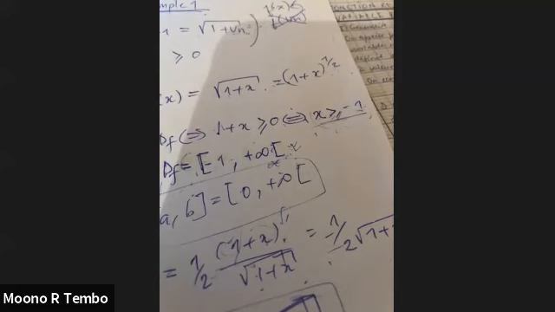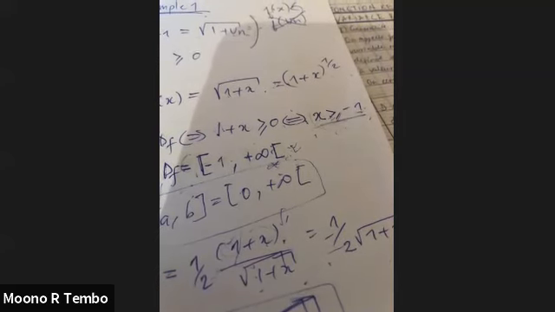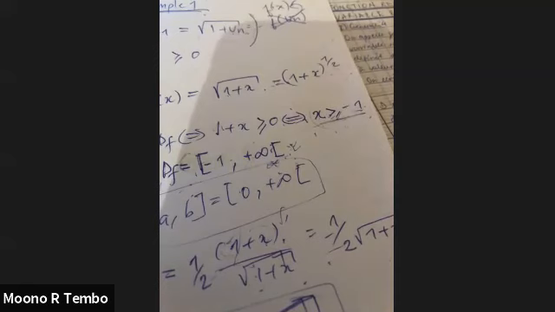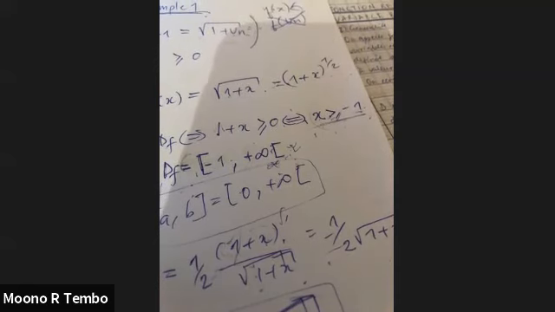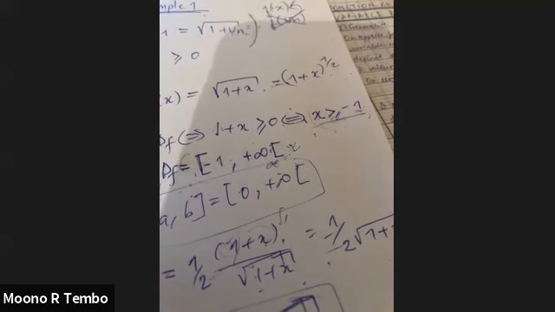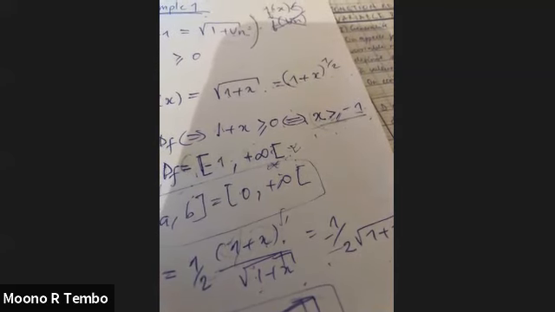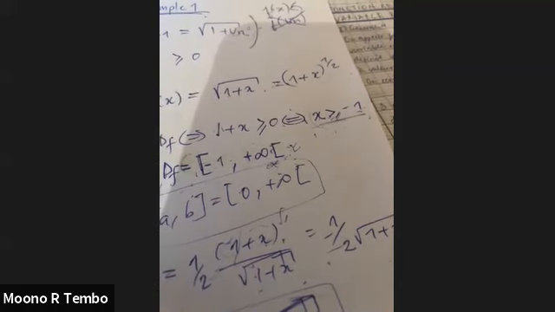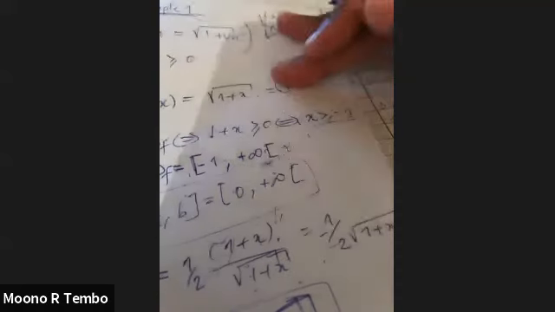So after you find the value of x, you use the value of x to find your domain function, which we did. After you find the domain function, you go back to the initial equation you were given, which is square root of 1 plus x, and you differentiate it. When you differentiate the square root of 1 plus x, what do you find? Negative half over square root of 1 plus x. When you solve, you will find that.